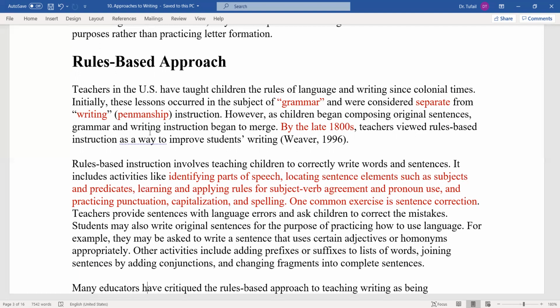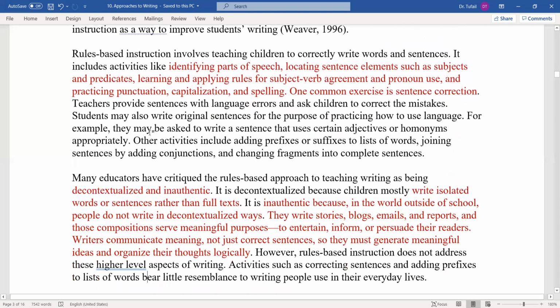This approach developed in the 1800s, in which students were required to identify parts of speech, locate sentence elements such as subject and predicate, and learn and apply rules for subject-verb agreement, pronoun use, and practice punctuation, capitalization, spelling, etc. One common exercise was sentence correction. These types of things were used in a rule-based approach, in which they tried to teach the rules of writing with the help of the different rules the students were given to use.